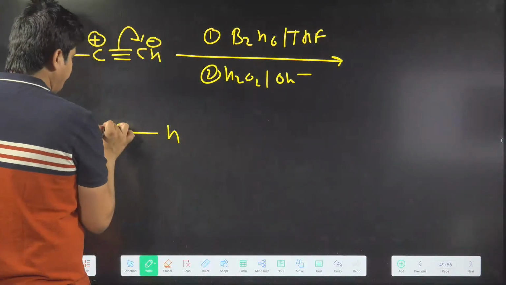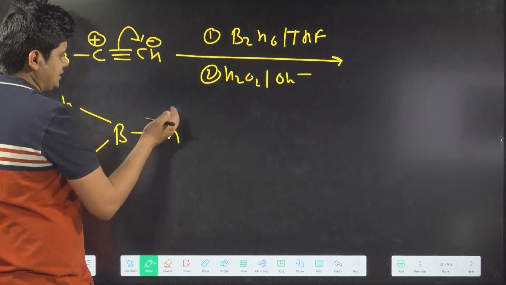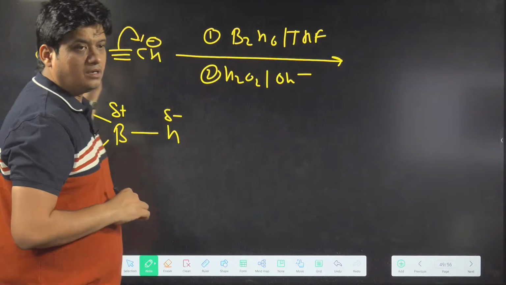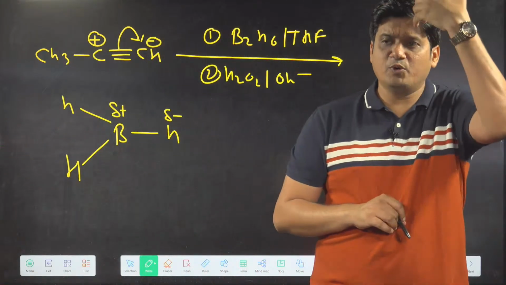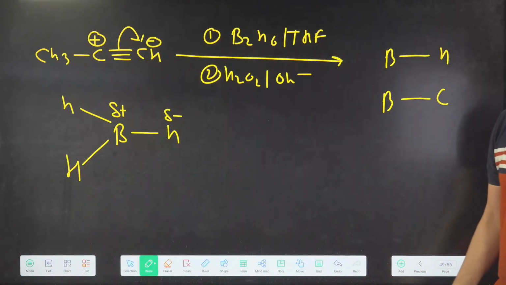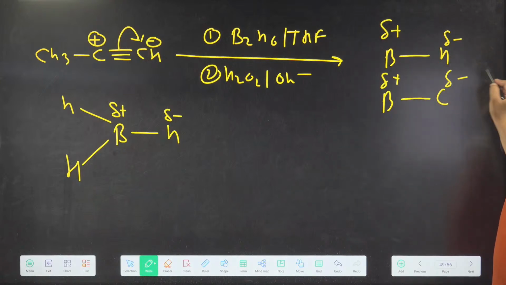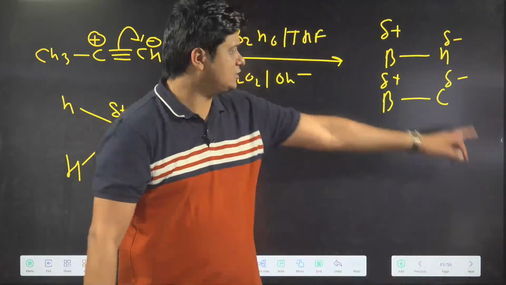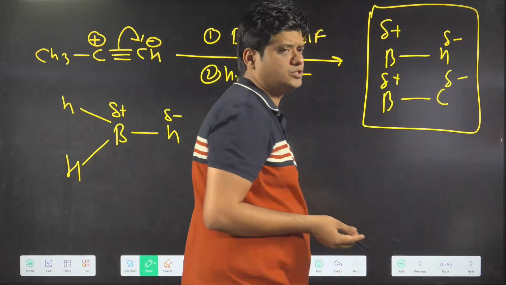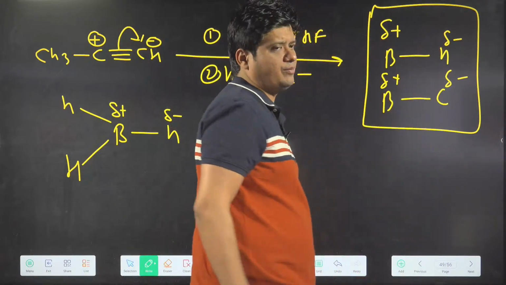B2H6 we have to break like BH3. In B2H6, it is going to break like BH3. Boron is plus, hydrogen is minus. Listen carefully. Boron attached to hydrogen and boron attached to carbon: in these cases, boron has a plus charge and hydrogen or carbon have negative charge. These are the most important cases for organic chemistry.